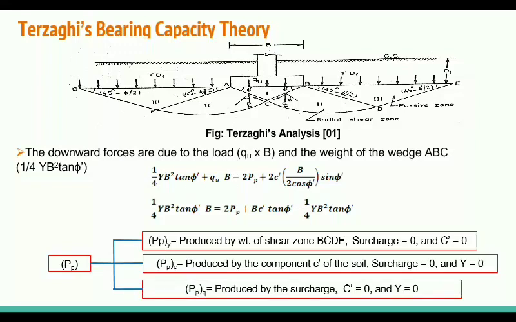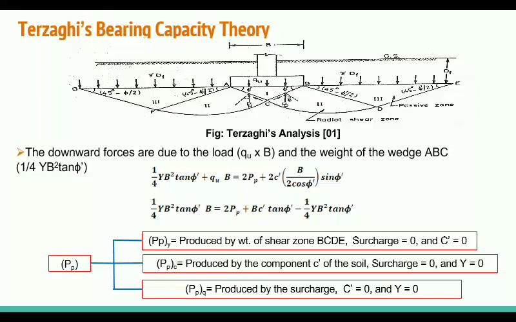And the third is denoted by PPQ. Q we generally denote for the surcharge. This is produced by the surcharge, by taking the assumption that C dash is 0, meaning the soil is cohesionless and weightless. So PP, the passive pressure, is made up of three components. C shows whether the soil is cohesionless or not, gamma 0 or not 0 shows whether the soil is weightless or not, and the third one is the weight of the shear zone BCD.